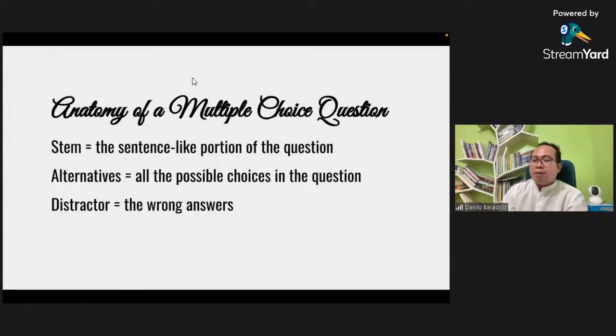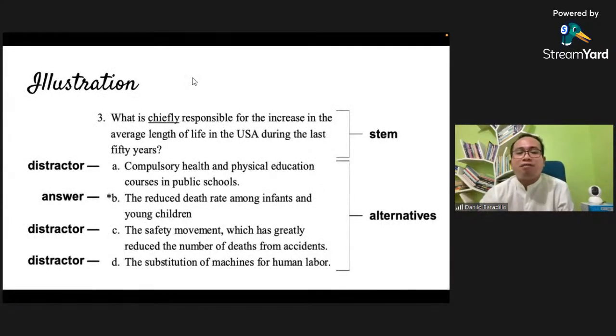So it has three parts. We have the stem, we have the alternatives, and we have the distractor. The stem is the sentence-like portion of the question, the alternatives are the possible choices in the question, and distractors are the wrong answers placed in the alternatives. If you would want to see that very clearly, for example, we have here: what is chiefly responsible for the increase in the average length of life in the USA during the last 50 years?